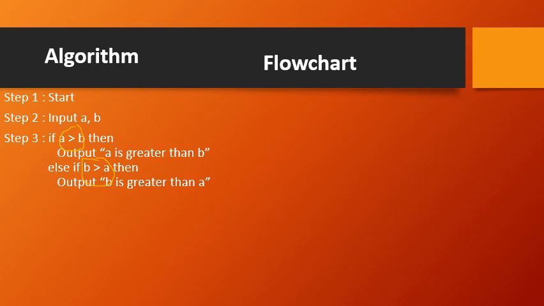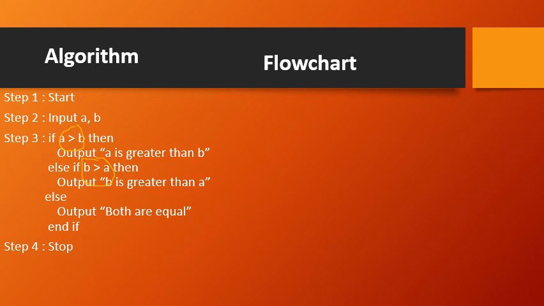We try to check both the scenarios. Initially, we check whether the first number is greater than the second number. If not, is the second number greater than the first number? If this condition is also false, then under else, definitely we have to say that both the numbers are equal. So output, both the numbers are equal, and then stop. To conclude the if, end if is written, and then the last step, step 4, is stop.